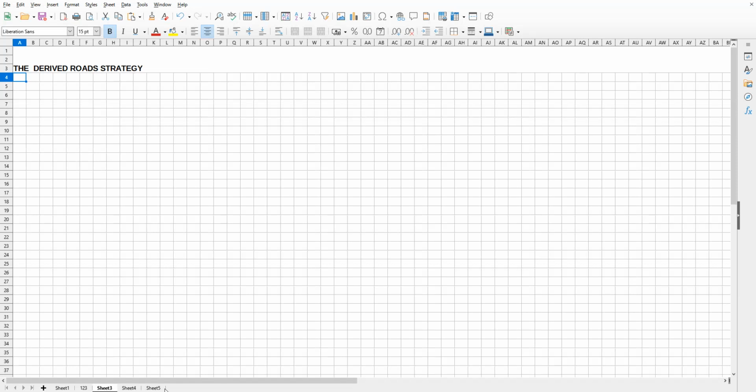Hi guys, there's so much to speak about this new system of mine that I don't know where to start from. But I will start with trying to make the derived roads understanding easy for you first.